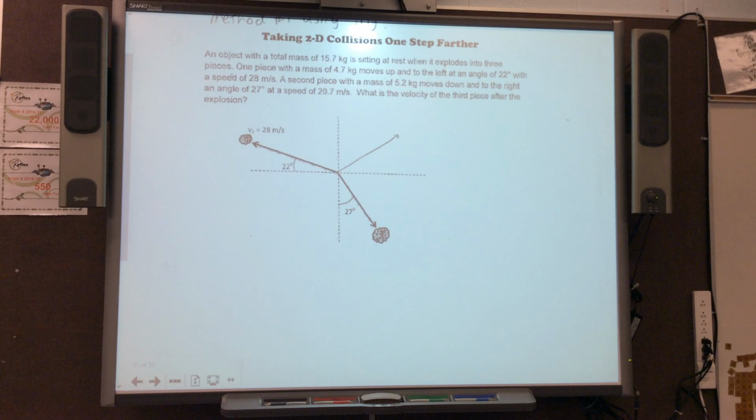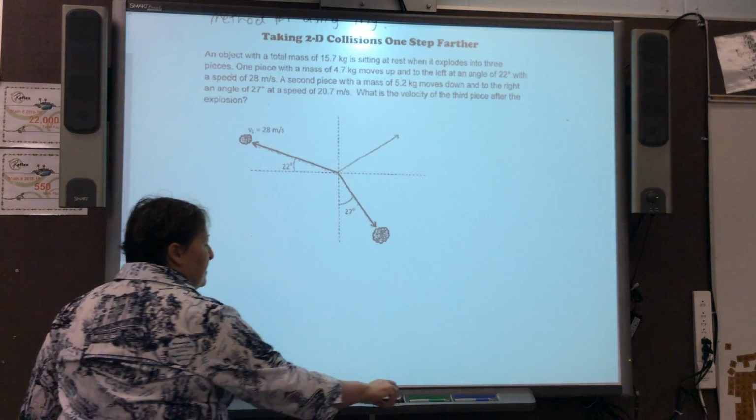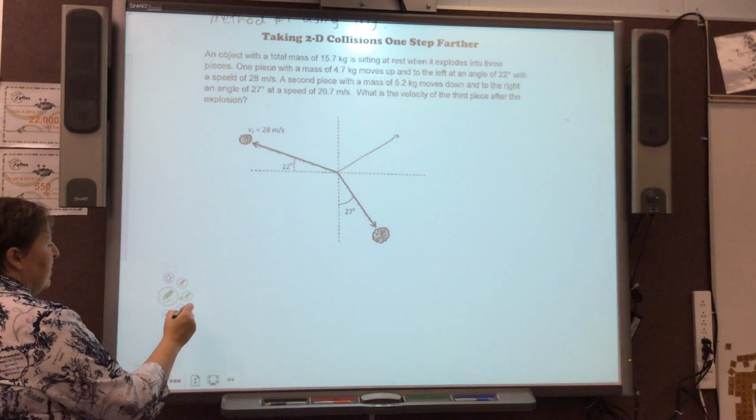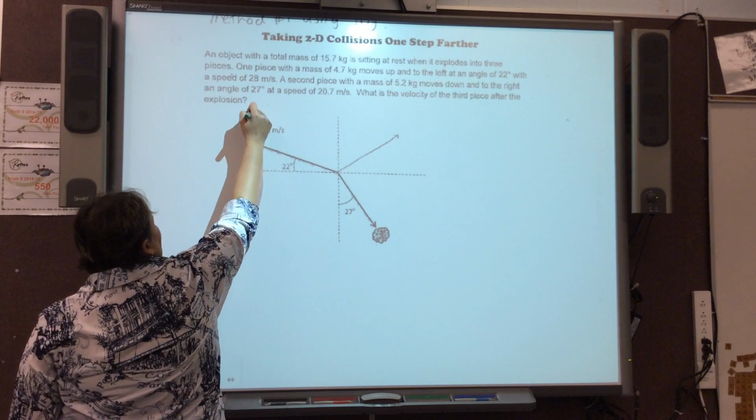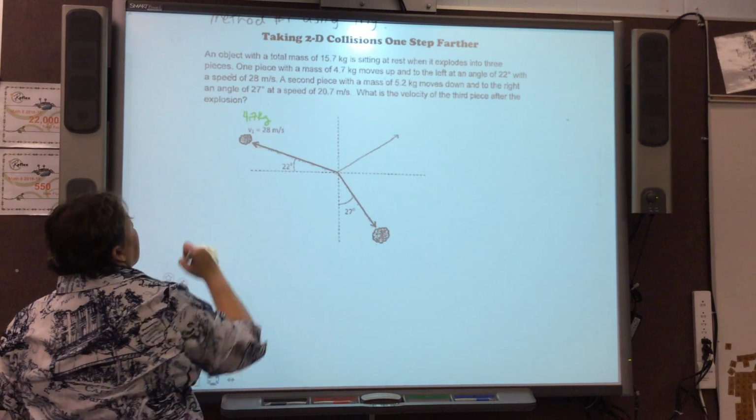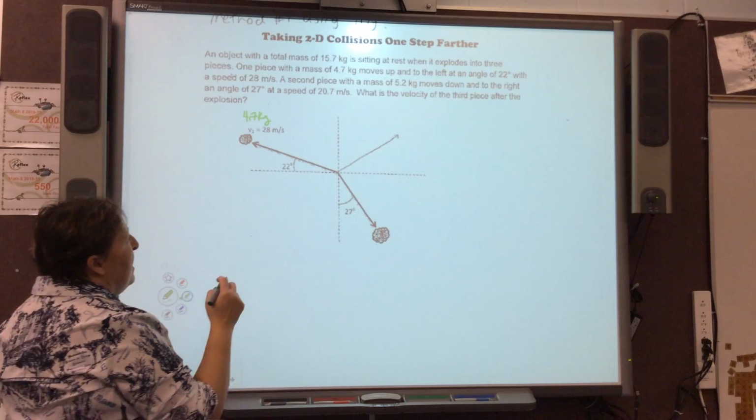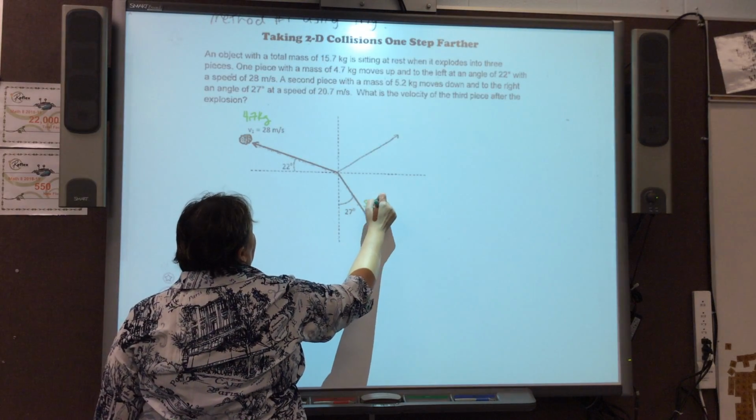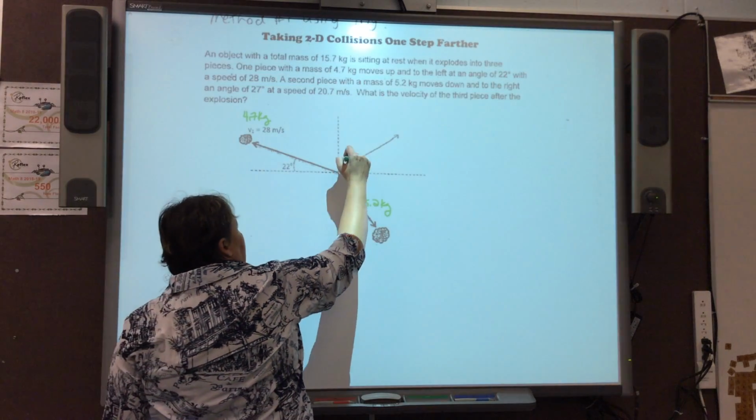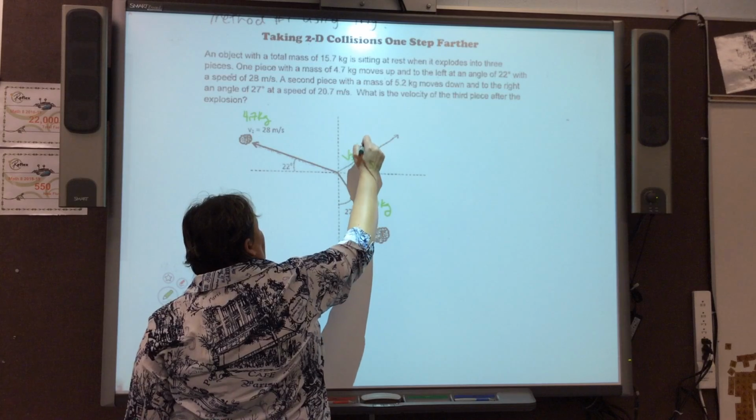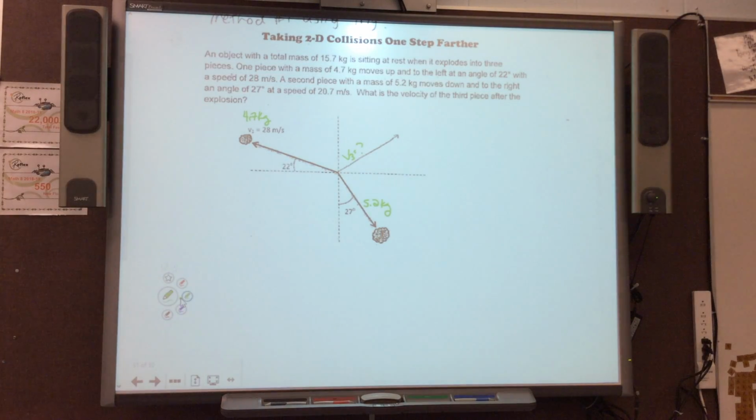So this just needs us to pay attention to our information before and after. We have mass 1, 22 degrees, one piece with a mass of 4.7 kilograms. This one here is 5.2 kilograms. Okay, and it's asking us what is the velocity of the third piece after the explosion.